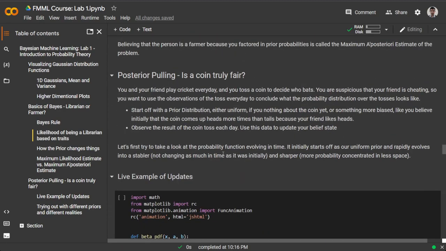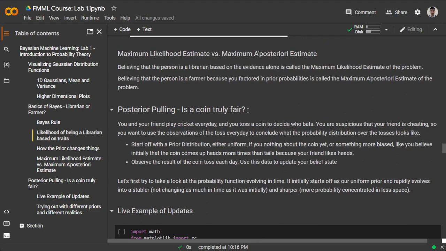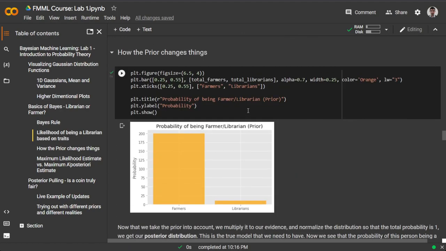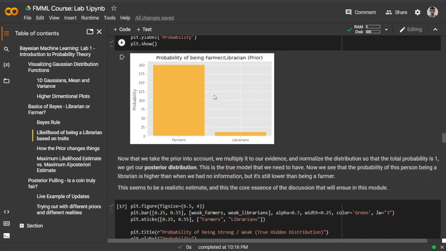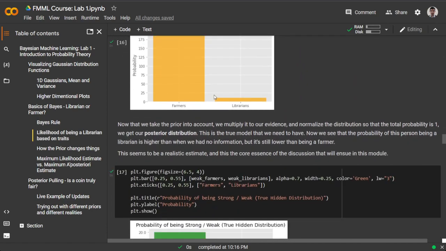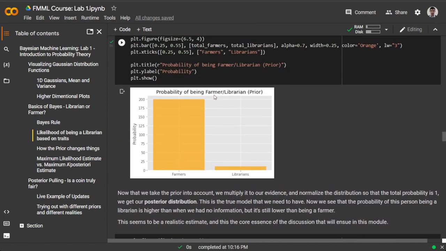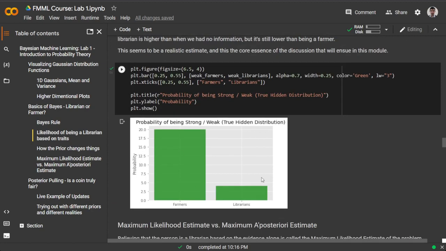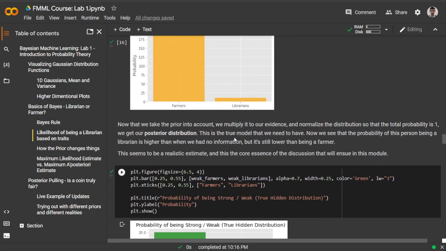Next, we shall see another example of something called posterior pooling. So another way to view Bayes' theorem is to say that we had an initial probability distribution over here, and by observing the fact that this person is not as well built as you would expect of a farmer, you come up with this new probability distribution, which is an updated form of the older probability distribution.